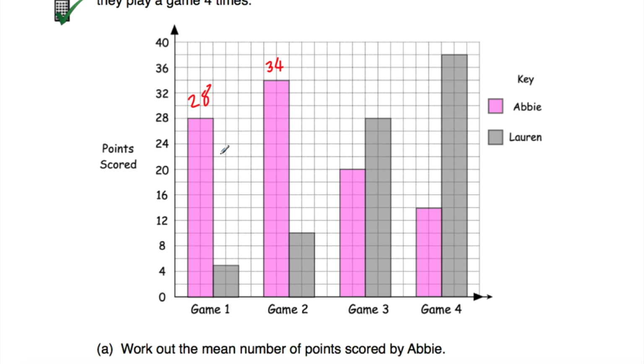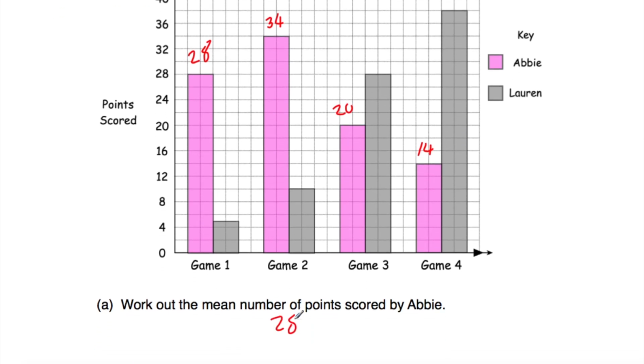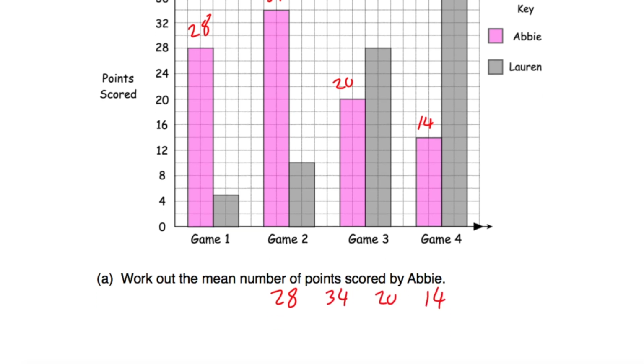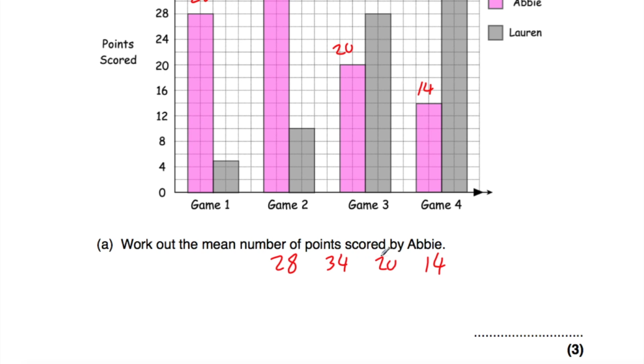Here we've got then game 3, 20 points. And game 4, that's where we've got 12 points there and 16 points there. So in the middle would be 14 points. So we've got 28 points, 34 points, 20 points, and 14 points. And we want to work out the mean of those numbers. So let's write them down: 28, 34, 20, and 14. And we want to work out the mean. So remember, to work out the mean of some numbers, you add them together and then divide by the number of numbers. So let's add them together and see what we get. So if we do on our calculator, 28 plus 34 plus 20 plus 14, that's equal to 96 points.